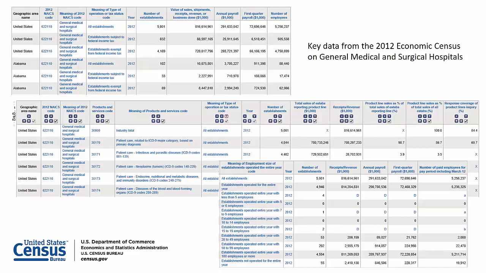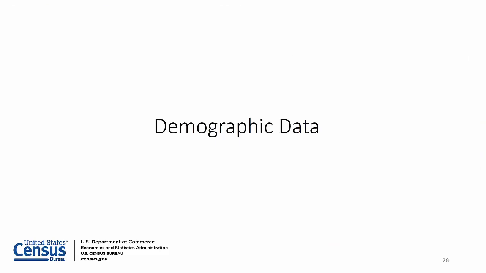So with that, I just want to quickly show some data from the 2012 Economic Census for general medical and surgical hospitals. The chart in the upper left-hand corner provides information on businesses in that sector broken out by whether or not they are subject to or exempt from federal income tax. The table in the middle shows a brief snapshot of the product lines data published for the healthcare sector. And in the bottom right-hand corner, we have some information on the data broken out by employment size, those size tables.